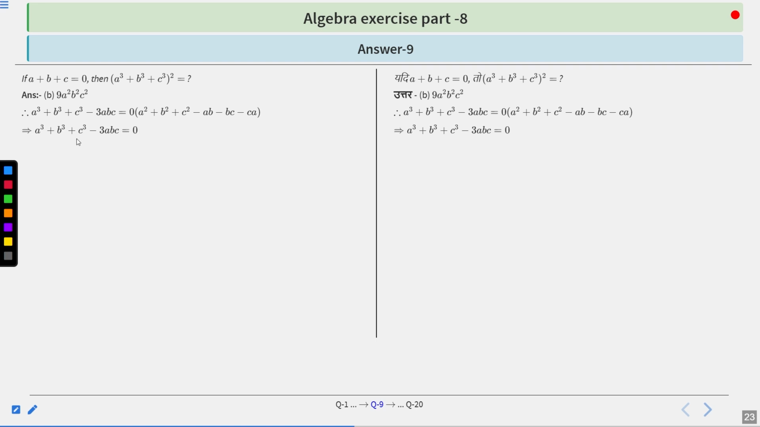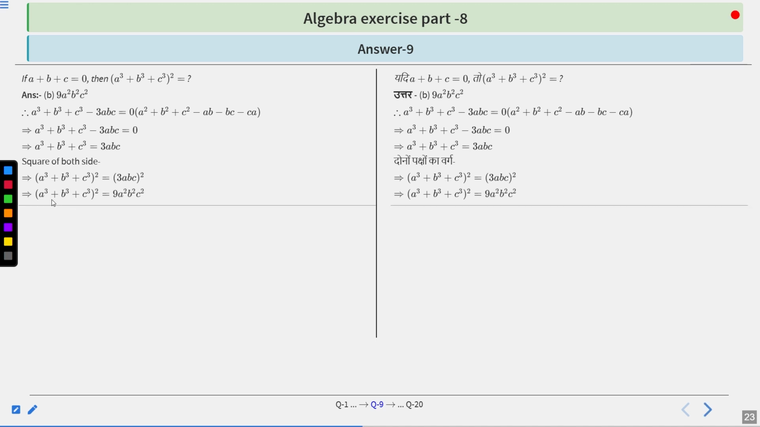Therefore, a cube plus b cube plus c cube minus 3abc is equal to 0 into this thing, which is 0. Therefore, a cube plus b cube plus c cube is equal to thrice of abc. But we have to find the value of (a cube plus b cube plus c cube) whole square. So squaring both sides, we get (a cube plus b cube plus c cube) whole square equal to (3abc) whole square. Therefore, (a cube plus b cube plus c cube) whole square is equal to 3 into 3 is 9 times of a square, b square, c square. Option number B is the correct answer.